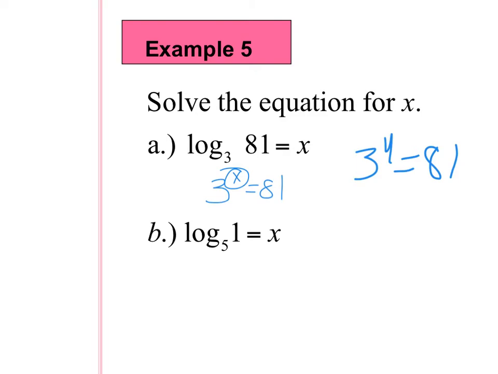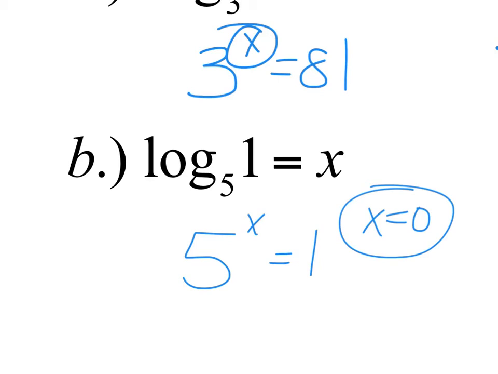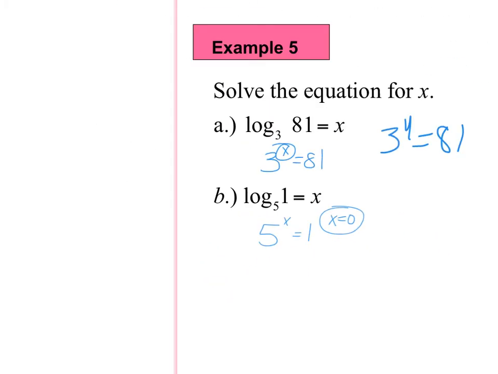Log base 5 of 1 equals what? 1 or 0? It's 0, because 5 to what power gives me 1? Your answer would be 0. So you can solve these things in your head just by thinking and rationalizing. Then it's easier to say, oh, okay, I see where my exponent goes, I see where my answer goes.